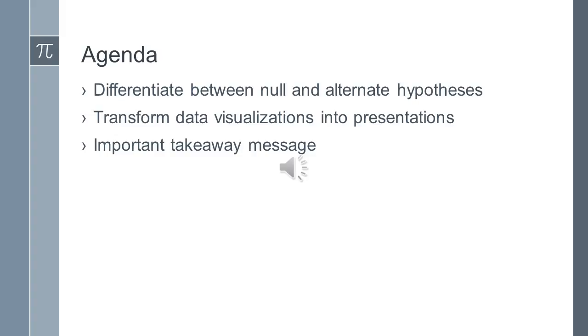The agenda is as follows. We are going to differentiate between null and alternate hypotheses. We are going to transform data visualization into presentations. We are also going to look at the important takeaway message.